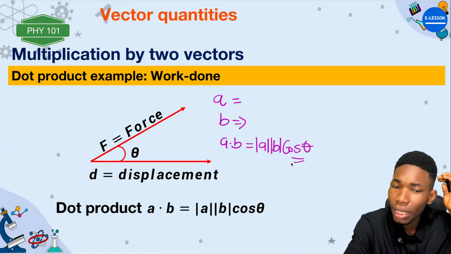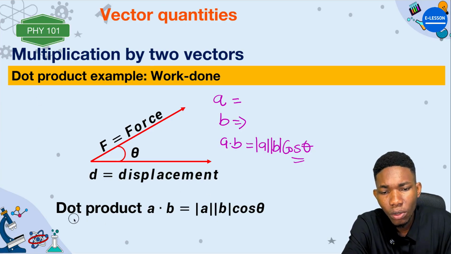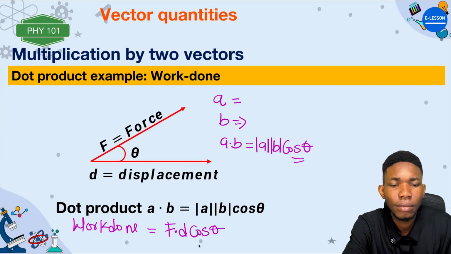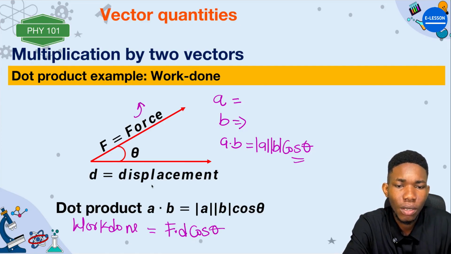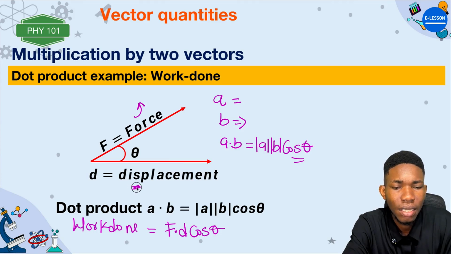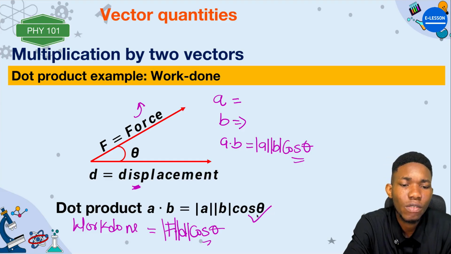An example is your work done. What is the formula for work done, my dear student? Work done, if you can still remember, is force times distance cos theta. Force is a vector, vector F. Distance is another vector, D. Are you getting it now? So it's more like the magnitude of F multiplied by the magnitude of D cos theta, and that is still the same thing with this formula.